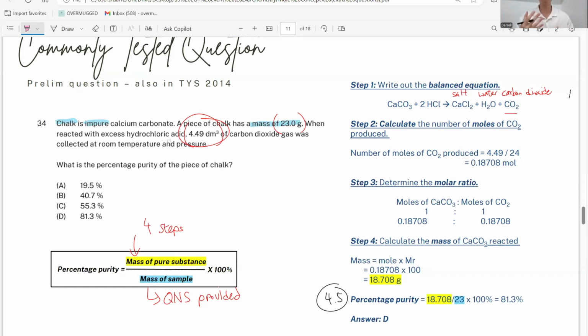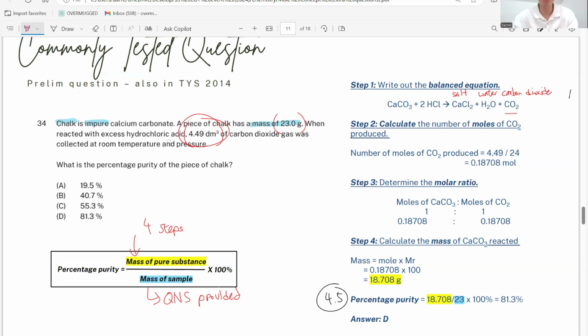Now, how do we solve a percentage purity question? Surprise, surprise, you are still doing the same 4 steps. There's an additional one at the end, as you can see. I called it step 4.5, which is just to bring in the percentage purity formula at the end. But if you come to realize, whatever we're doing here is no different from the mole concept framework we have studied earlier. So let's run through how this process works.